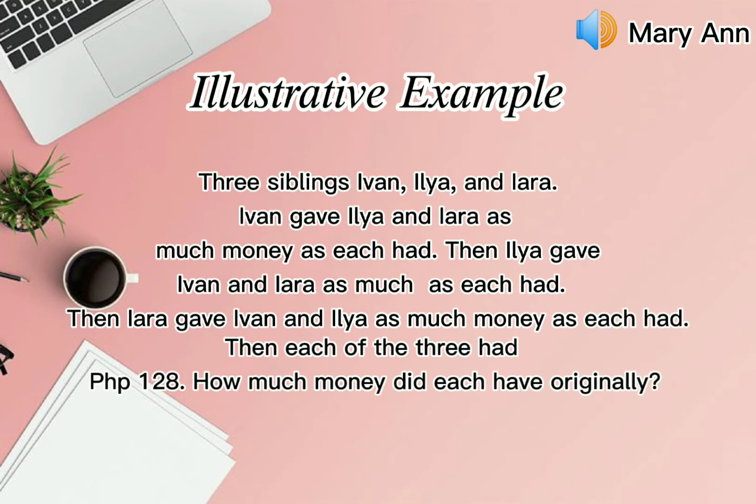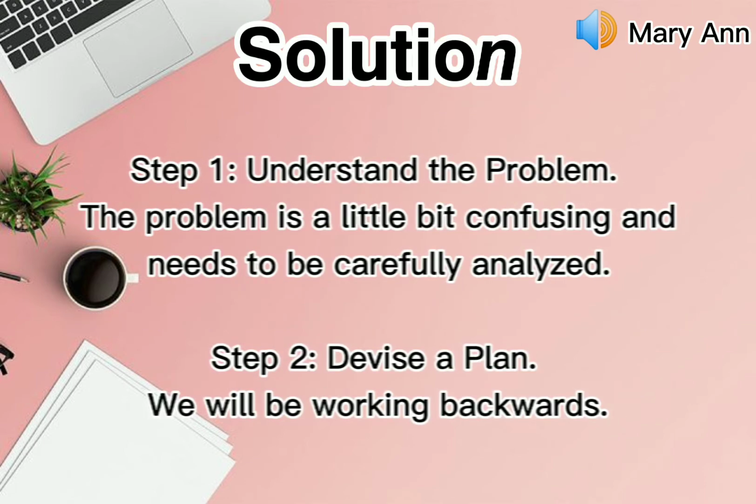The given is three siblings, Ivan, Ilya, and Dayora. Ivan gave Ilya and Dayora as much money as each had. Then Ilya gave Ivan and Dayora as much money as each had. Then Ayara gave Ivan and Ilya as much money as each had. Then each of the three had 128 pesos. How much money did each have originally?